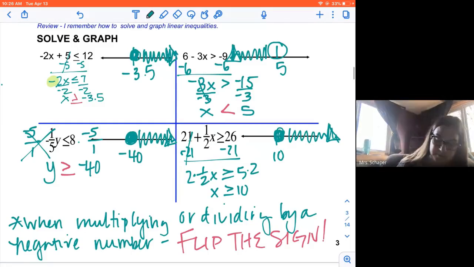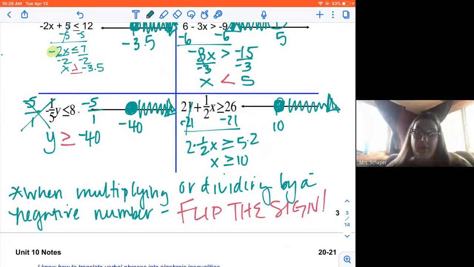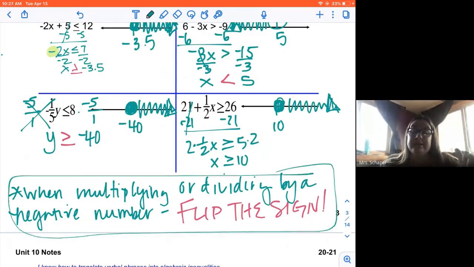All right, so keep this part in mind right here. When multiplying or dividing by a negative number, you've got to flip that sign.